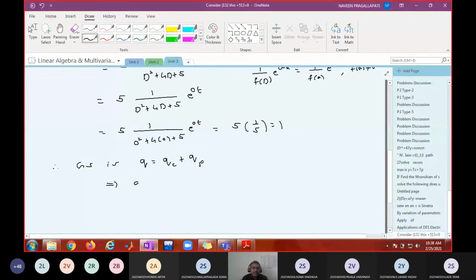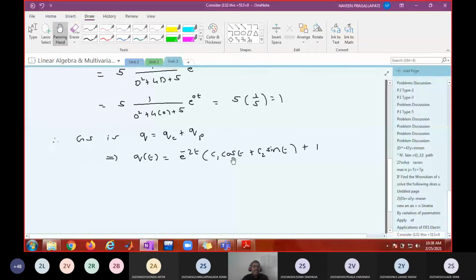Q of t equal to e power minus 2t (c1 cos t plus c2 sin t) plus the particular integral, 1. Is it fine? Did we complete the problem or is anything left out? We need to find the arbitrary constants c1 and c2. For that, you need to apply the initial conditions. Initial conditions are given on charge and current. That means initial conditions are given on Q and Q dash. Q is there. You find Q dash first, then apply the conditions.